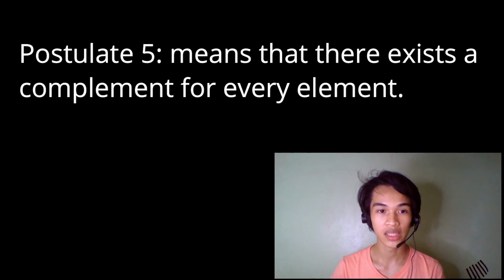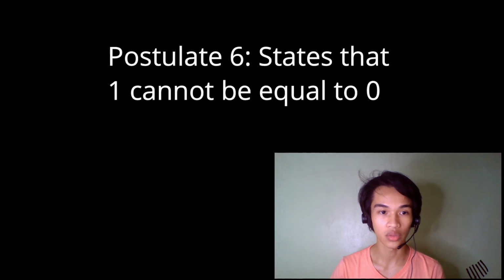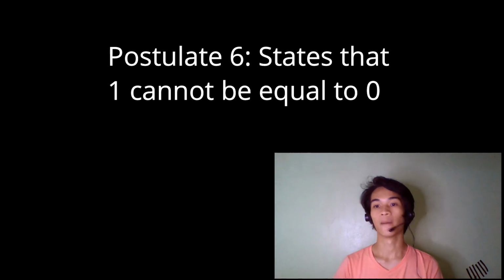Postulate 5 means that there exists a complement for every element, and postulate 6 states that 1 cannot be equal to 0, which by definition it really can't be.